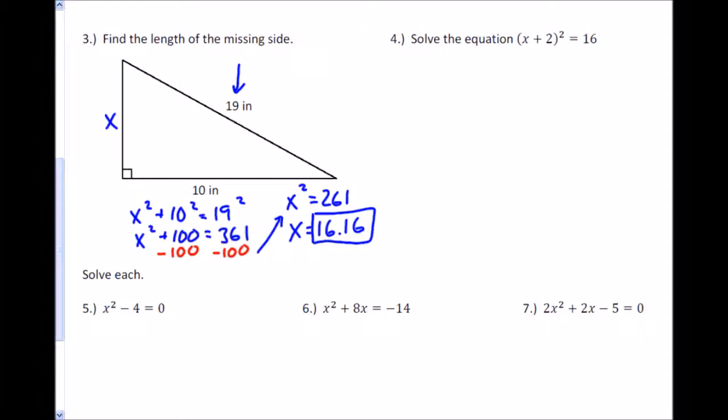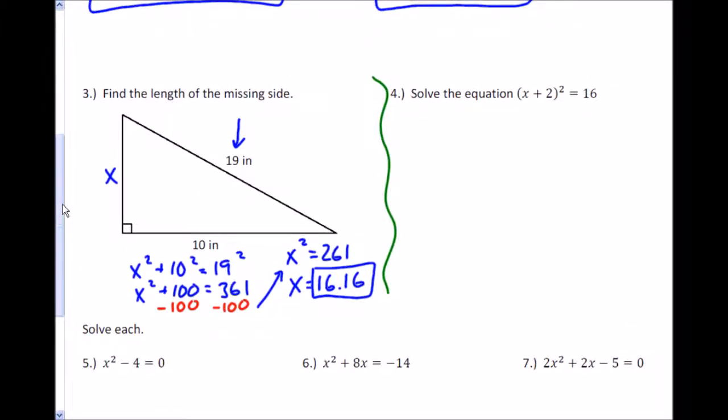Number 4 asked me to solve this, and remember, to solve something like this, I've got to isolate the thing that's being squared, and right now that thing is by itself. So to undo squaring something, I'm going to take the square root. So I take the square root of each side, and remember, when I take the square root of each side of an equation, I have to do plus or minus that root. So the square root of 16 is plus or minus a 4.